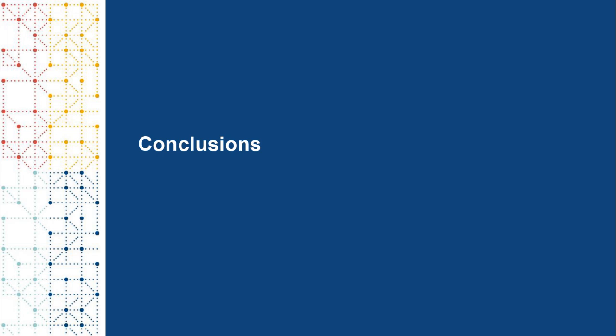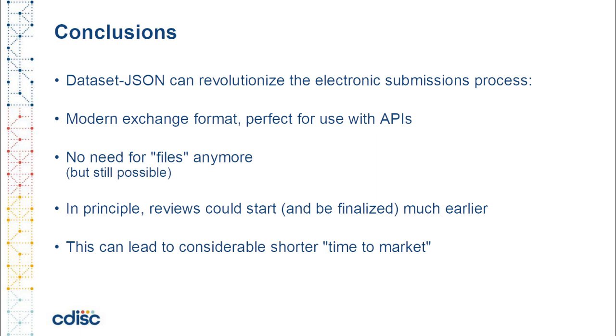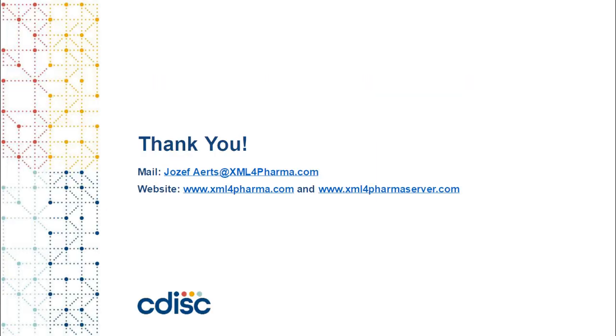A few conclusions. Dataset-JSON can revolutionize the electronic submission process. It is a modern exchange format ideally suited for use with APIs. With the use of APIs, there is no need for files anymore, but it is of course still possible. In principle, reviews can start and be finalized much earlier, which can lead to a considerably shorter time to market.